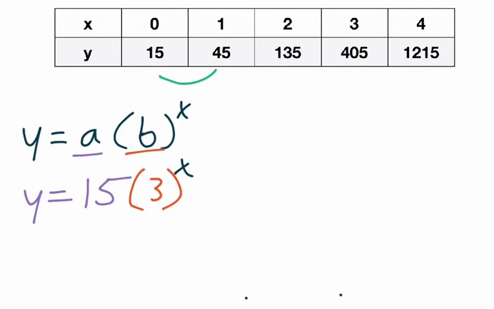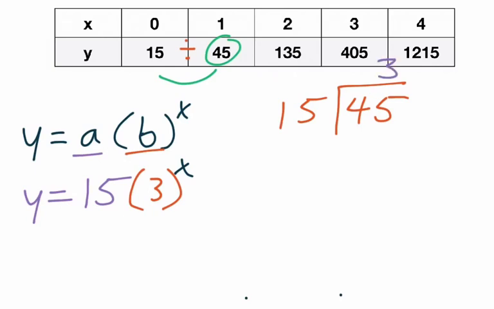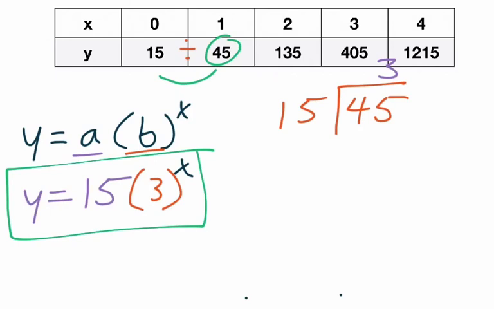Let's say you didn't have the factor to figure out the pattern, 15 times 3. If you take a second y value and divide it by the one that comes before it, you do 45 divided by 15. Of course, you're going to get 3, and that tells you. So you can always divide when it's not evident what's happening in your table. So our first one is y equals 15 times 3 to the x power.